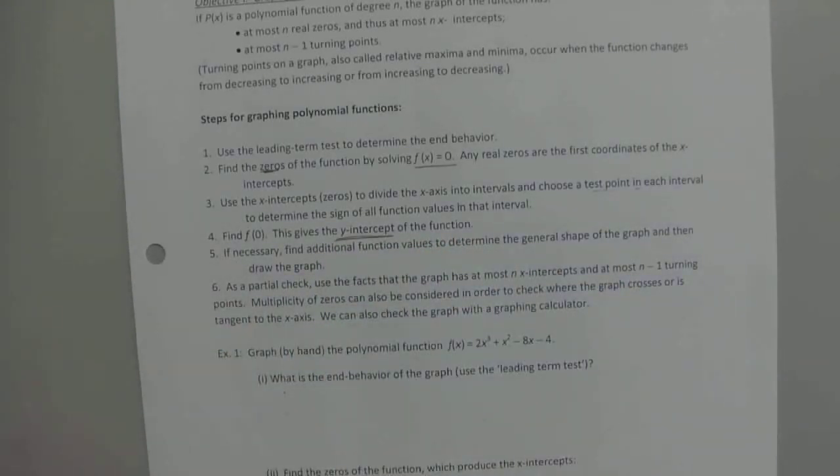That's the y-intercept, guys. So just plug 0 in for x, see what you get, and that will be a point we can graph. Five, it says, if necessary, find any additional values to determine the general shape of the graph and then draw the graph. So if we start to graph all this stuff, like the zeros, the y-intercepts, our test points, and there still seems to be kind of gaps and we're not too sure, just pick random x values that are maybe between your x-intercept and that test point, and we'll put them in the function and see what it is.